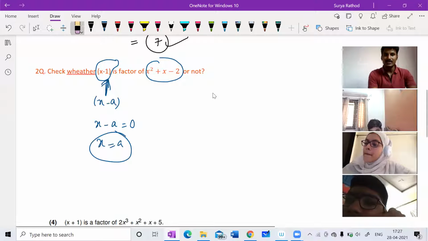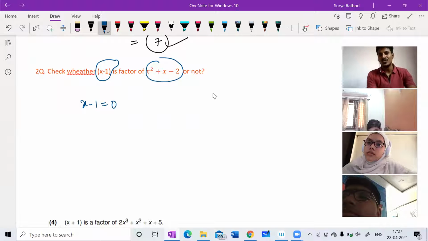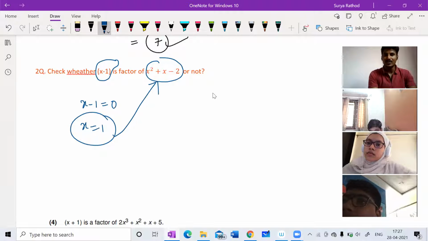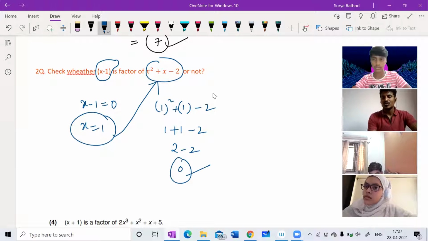So like that. He has given x minus 1, so I am supposed to equate this x minus 1 with 0. What am I going to get? x is equal to 1. So if I substitute in this given polynomial, what am I going to get now? 1 squared plus 1 minus 2. 1 plus 1 minus 2. 2 minus 2, which is going to give me 0. So hence, I could conclude that now x minus 1 is a factor for this polynomial.